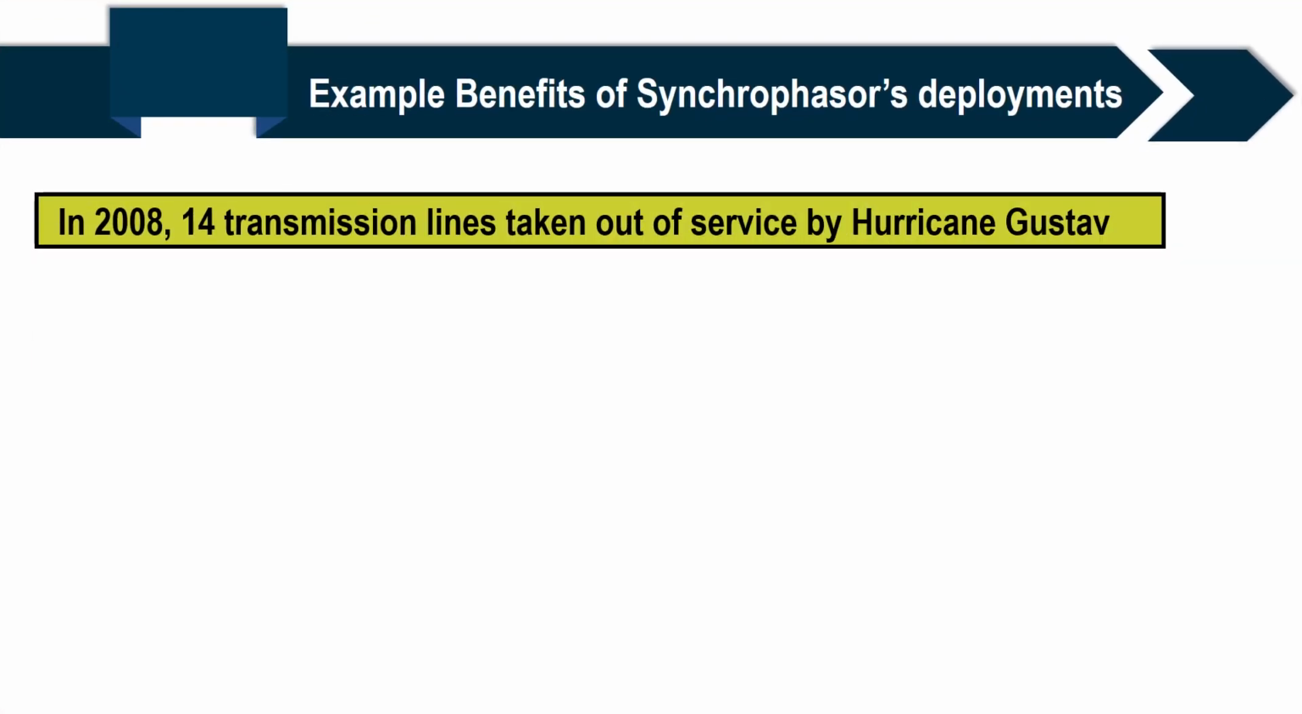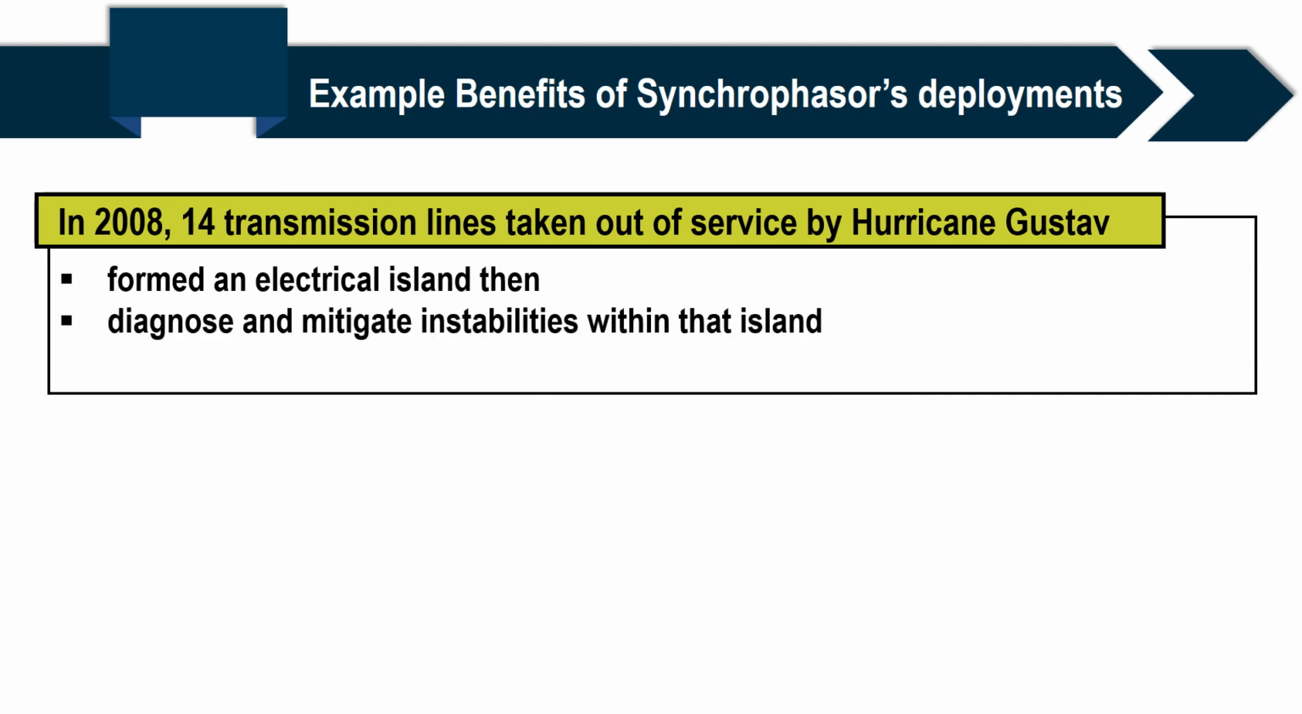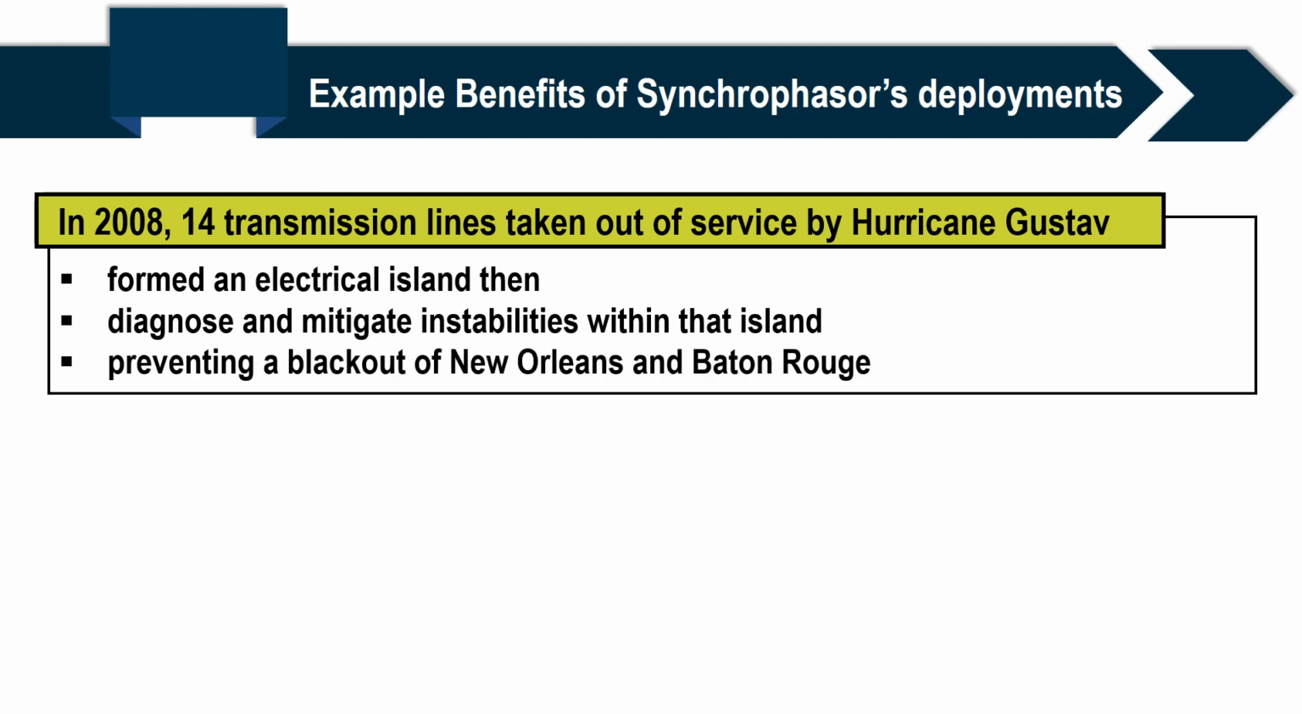Some of the other examples of synchrophasor deployments: in 2008, 14 transmission lines were taken out of service by Hurricane Gustav. With the help of synchrophasor, they were able to form an electrical island, diagnose and mitigate instabilities within that island, and prevented the blackout of the New Orleans and Baton Rouge area.